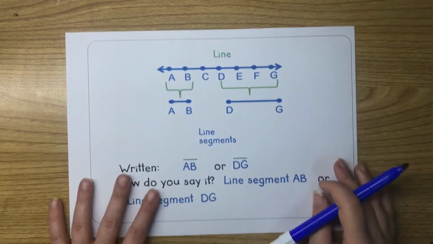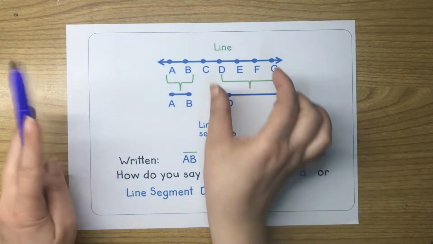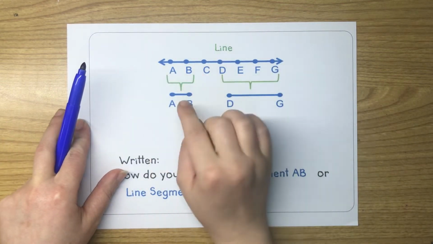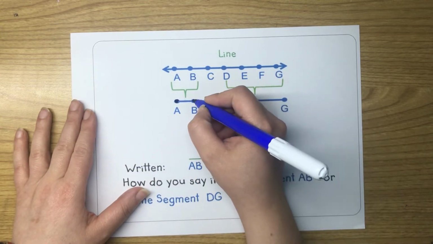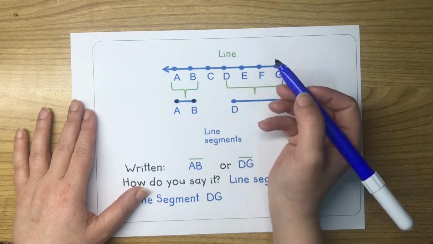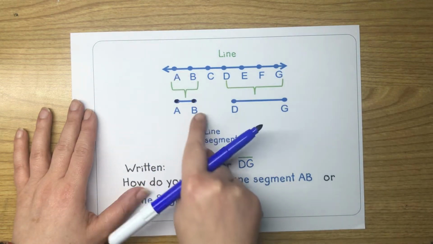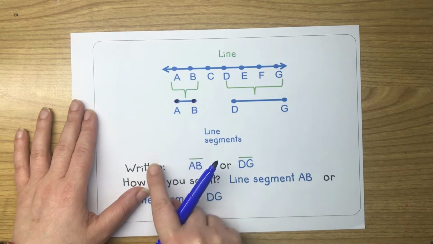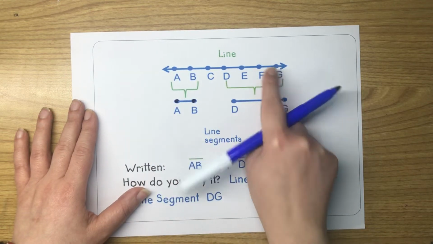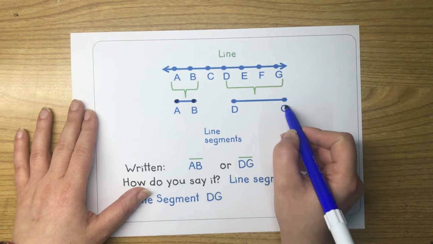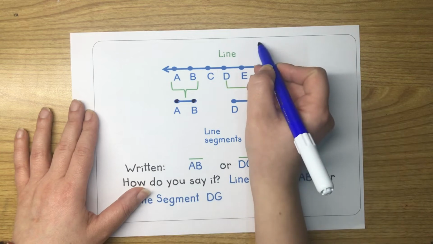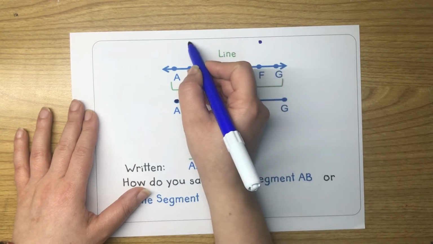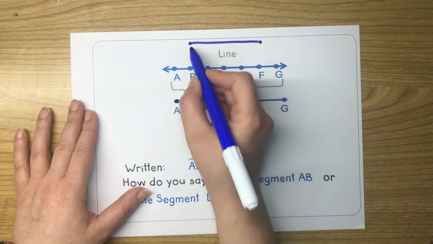The second type is line segment. What is a line segment? A line segment is a piece of a line that has a point to start and a point to end. So here is the line segment AB, the line segment DG. This is the line segment DG, started from D, ended with G. Or let's say this is the line segment BF.